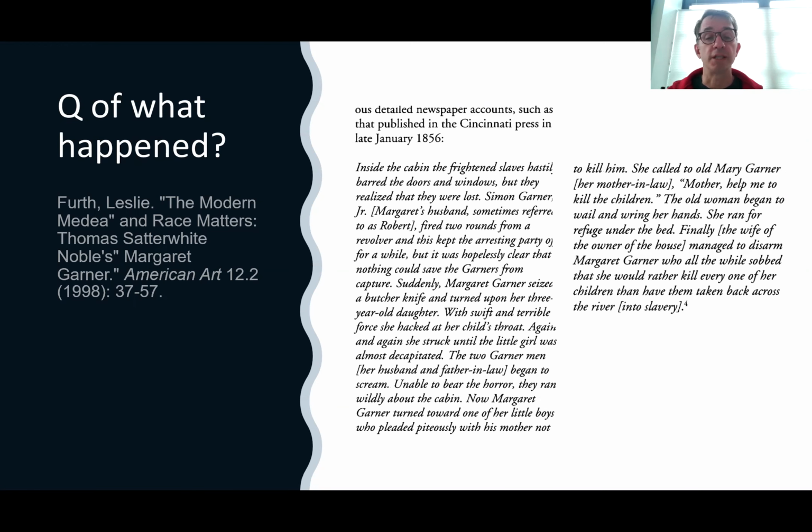Simon Garner Jr., Margaret's husband, sometimes referred to as Robert, fired 2 rounds from a revolver, and this kept the arresting party off for a while, but it was hopelessly clear that nothing could save the Garners from capture. Suddenly, Margaret Garner seized a butcher knife and turned upon her 3-year-old daughter. With swift and terrible force, she hacked at her child's throat. Again and again, she struck until the little girl was almost decapitated. The 2 Garner men, her husband and father-in-law, began to scream. Unable to bear the horror, they ran wildly about the cabin, that is the little room.